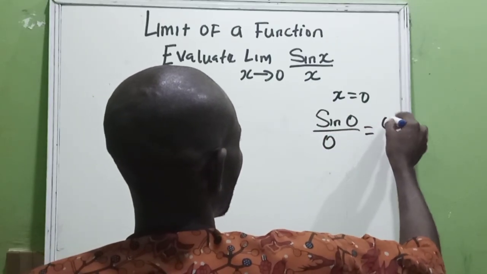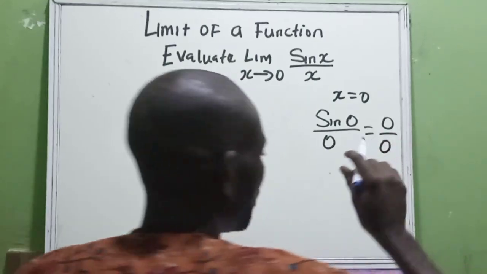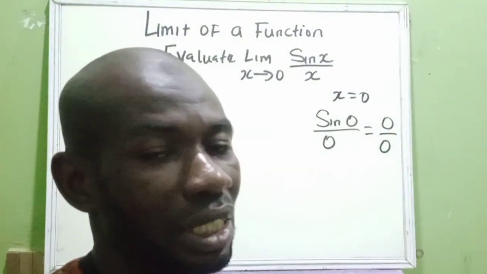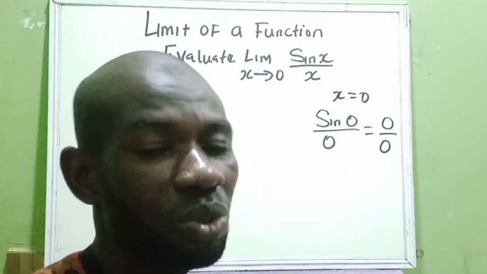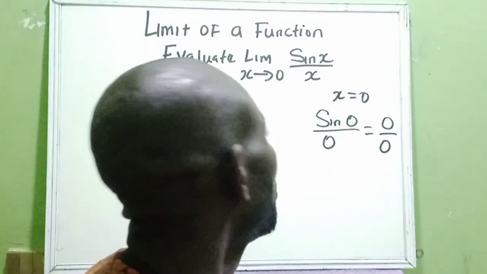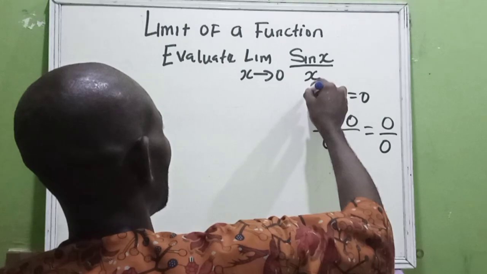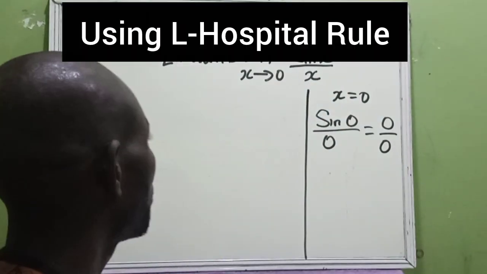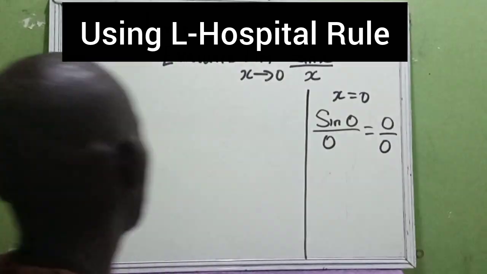And sine 0 is 0, so we have 0 over 0. Anytime we have 0 over 0, the function is said to be indeterminate. So we have to use another method. In this type of question, we cannot use the factorization method. The method we are going to use is called L'Hospital's rule.